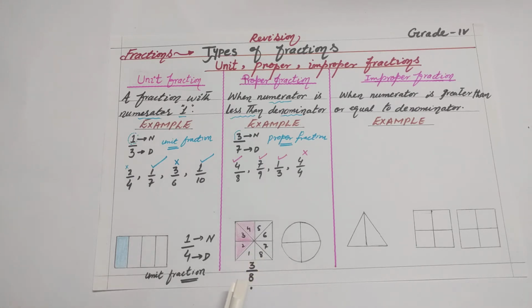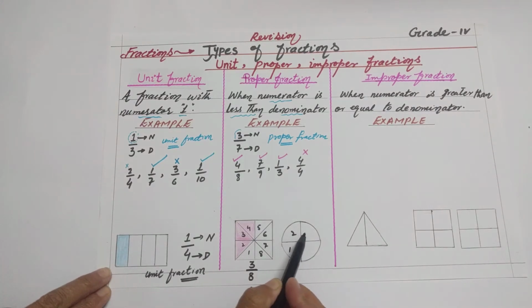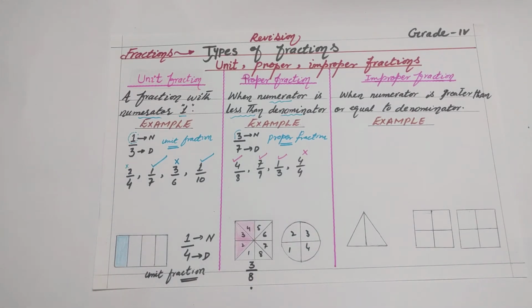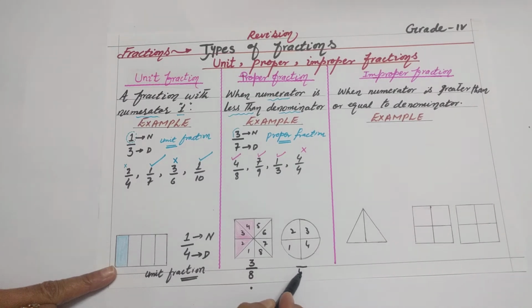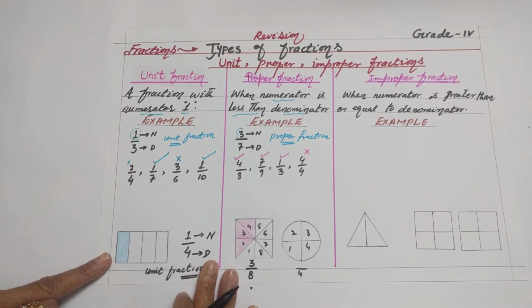Got it? So you will shade those parts which are less than the total given parts. Okay, next one is a circle, and in this circle, as you can see, we have 4 equal parts. This circle is divided into 4 equal parts: 1, 2, 3, 4. And to represent this diagram as a proper fraction, I have to color the parts less than the denominator. So what is the denominator? 1, 2, 3, 4. As this circle is divided into 4 equal parts, the denominator is 4.